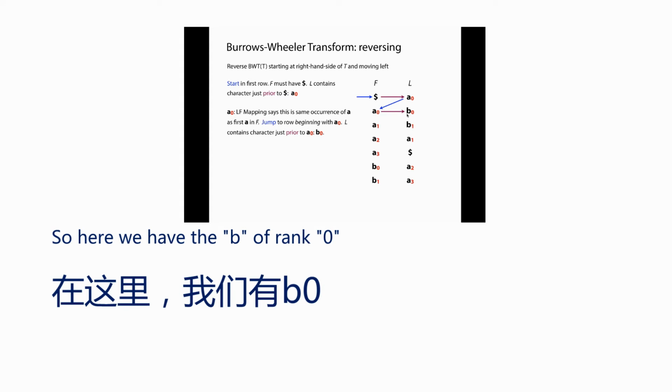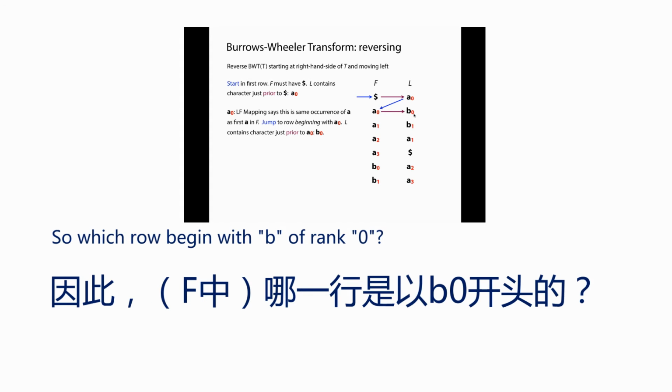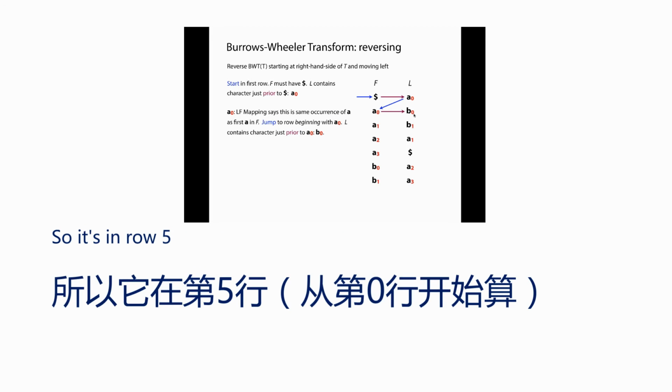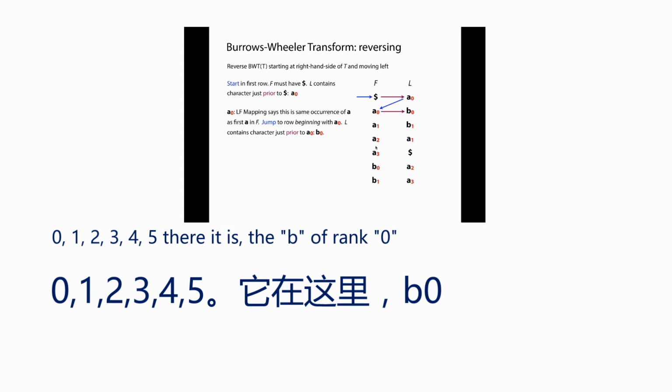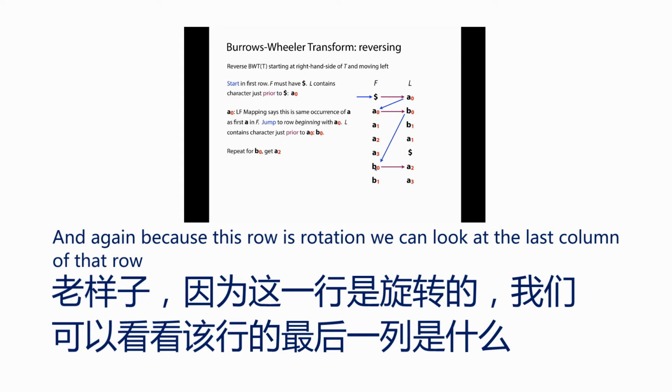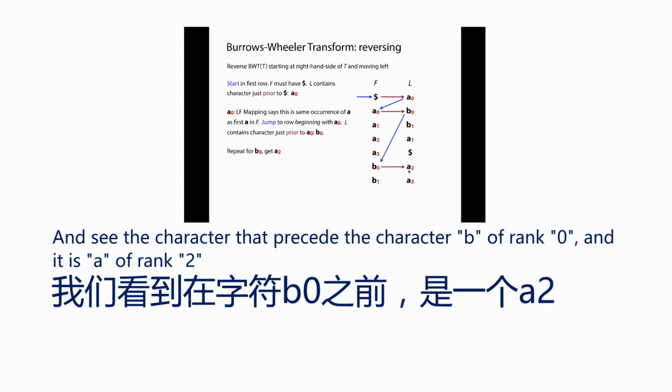So here we have the B of rank 0. So which row begins with the B of rank 0? Well, we have to skip over the $, and we have to skip over all 4 A's. So it's in row 5. 0, 1, 2, 3, 4, 5. There it is, the B of rank 0. So we hop there next. And again, because this row is a rotation, we can look in the last column of that row and see the character that precedes the B of rank 0, and that's the A of rank 2.